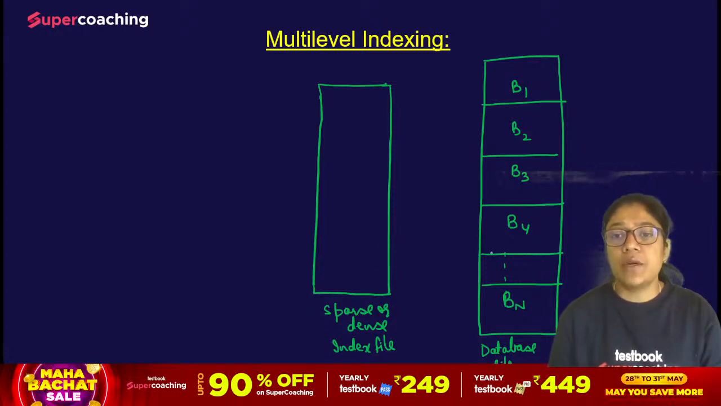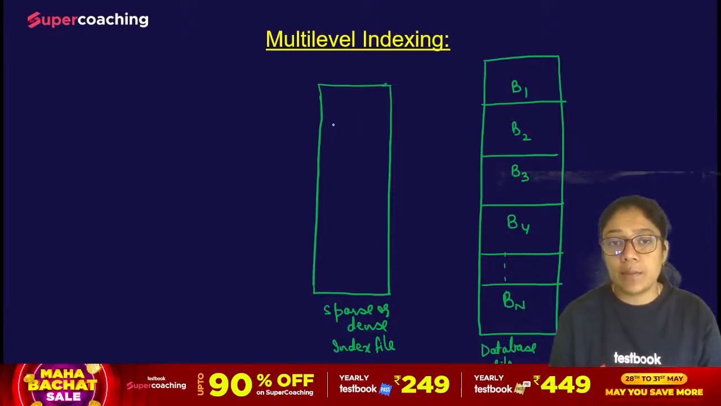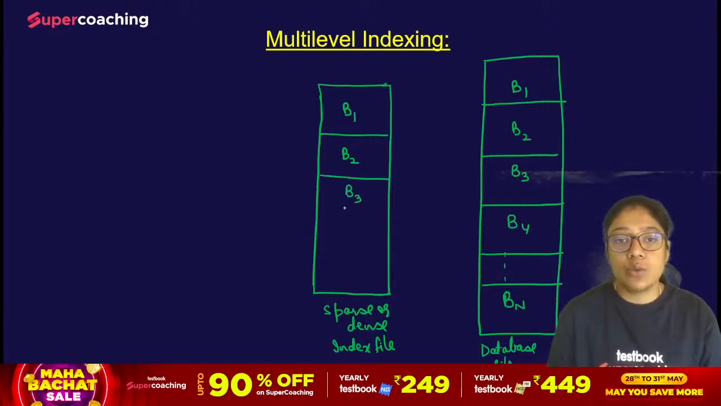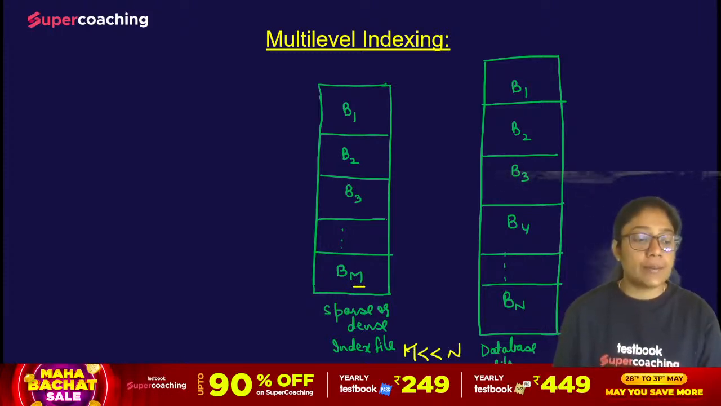So here comes the index file. In the index file, we know that the number of blocks is less than the number of blocks required in the database file. So here, let me call this block 1, block 2, block 3, and so on. Like this, we have m blocks. This is what we have already covered. And we know that m blocks are very, very small as compared to the value of n.